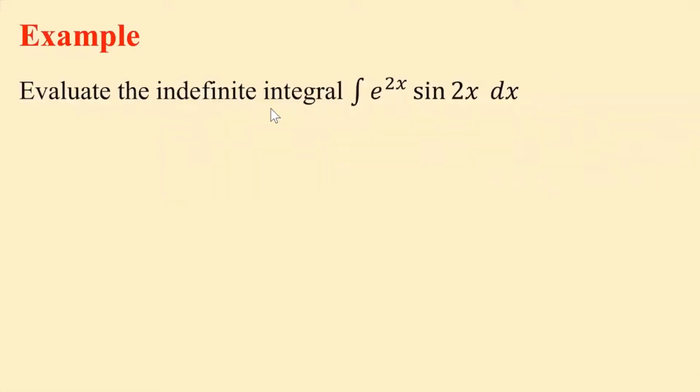Example, evaluate the indefinite integral, integration of e to the 2x times sine 2x dx. So this is the product of two functions, e to the 2x, an exponential function, and sine 2x, that is a trig function. Because this is the product of two functions, we are going to use integration by parts to evaluate this integral. Integration by parts says integration of u dv equals uv minus integration of v du. Now we need to select what is u and what is dv. In order to choose u and dv, we use the acronym LIATE.